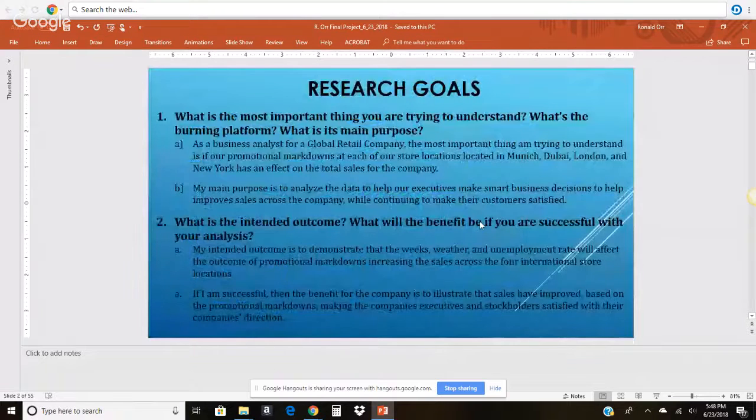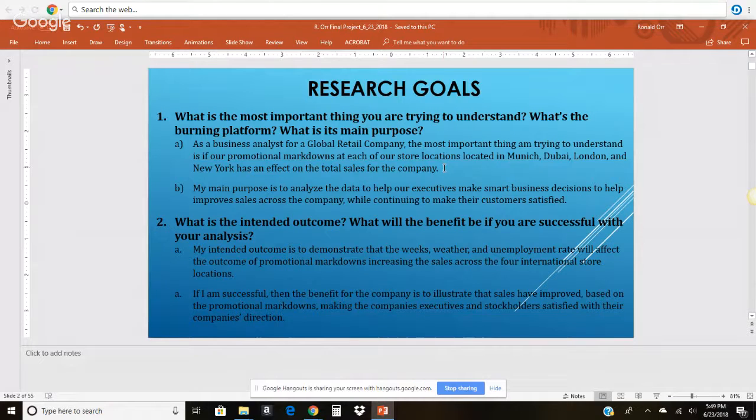One of the first things I had to do was research my goals. What was I trying to accomplish? What was important? What's the burning platform? Well, as a business analyst for this global retail company, the most important thing I'm trying to understand is if our promotional markdowns at our store locations in Munich, Dubai, London, and New York have an effect on the total sales for the company. In this analysis, I will determine if they're positive or negative, or one is and one isn't.